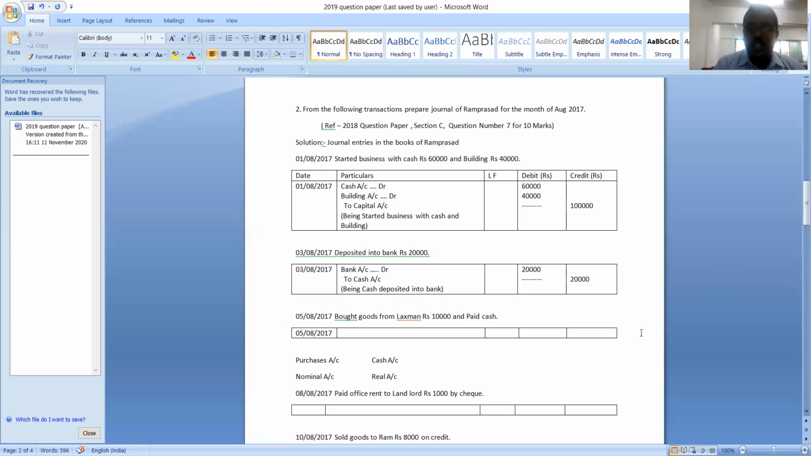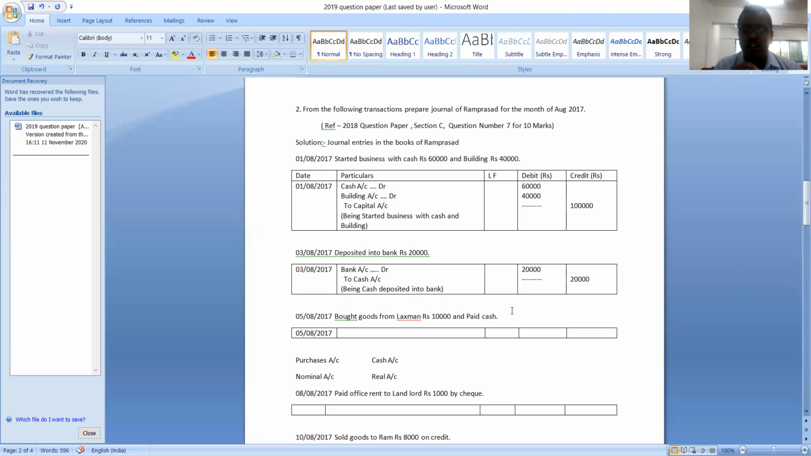Keep in mind, if there is a cash account in a transaction, then it is not at all difficult to pass the journal entry. Why? Because you should check whether that cash is coming into the business or going out of the business. It is a real account: debit what comes in. If cash comes in, debit cash account and credit another account. If it goes out, then credit cash account and debit another account. So here, bought goods from Lakshman and paid cash means cash is going out of the business. So cash account should be credited. Credit what goes out.